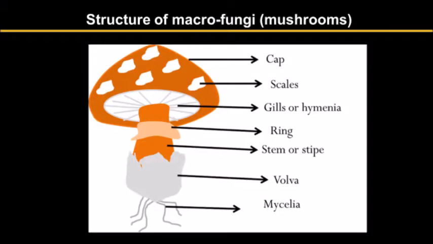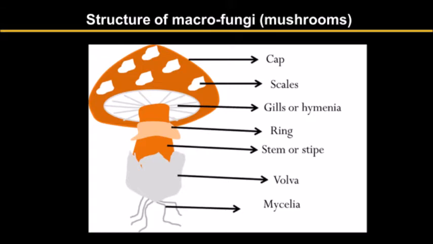Mushrooms are usually characterized by having a cap. A cap is the top part of the mushroom. It can be smooth, it can be scaly, or it can be hairy. Beneath the cap, we have the spore-producing tissues. These can be gills or they can be pores. Beneath the gills, we have the stipe or the stem of the mushroom.